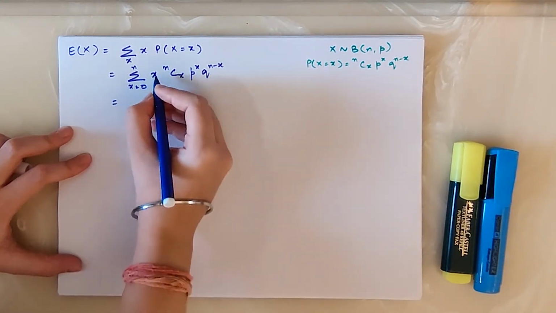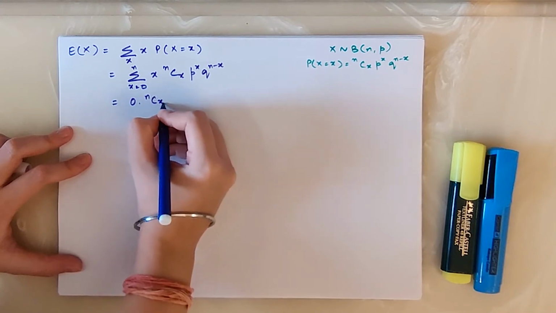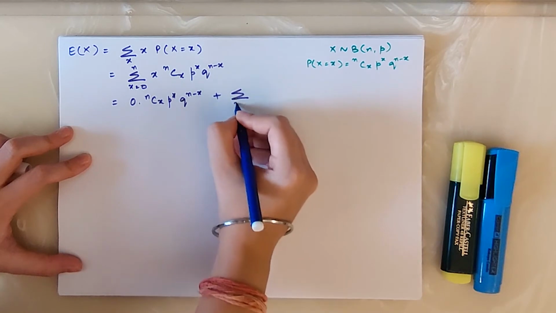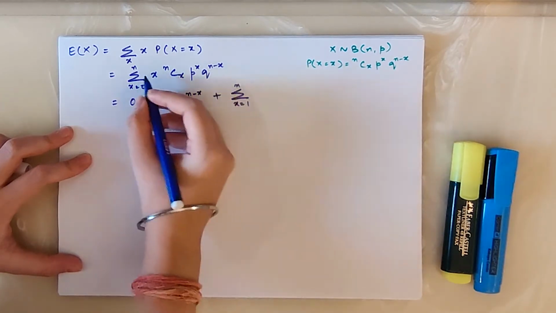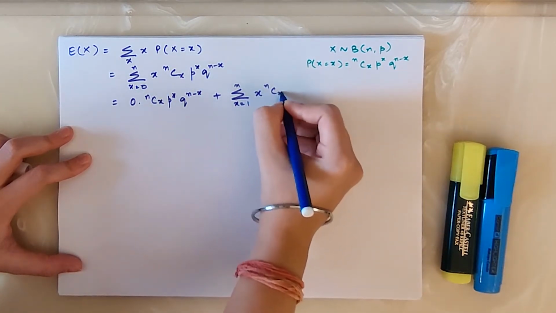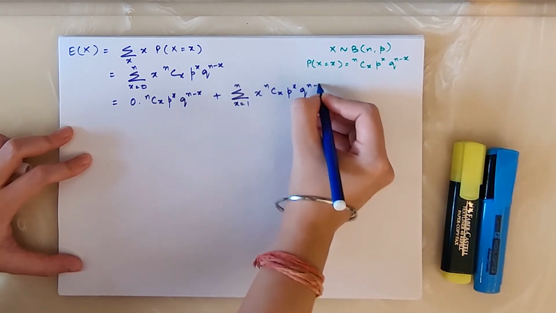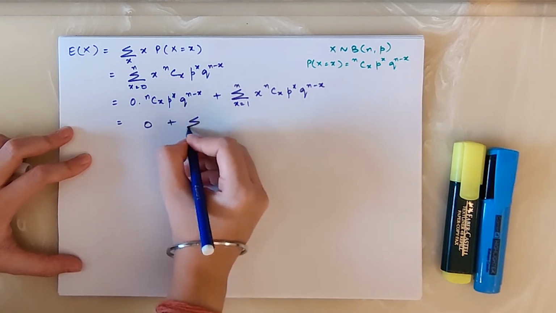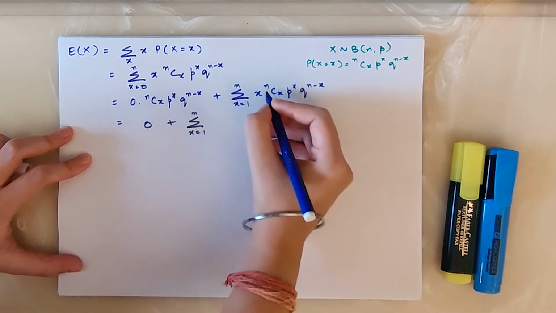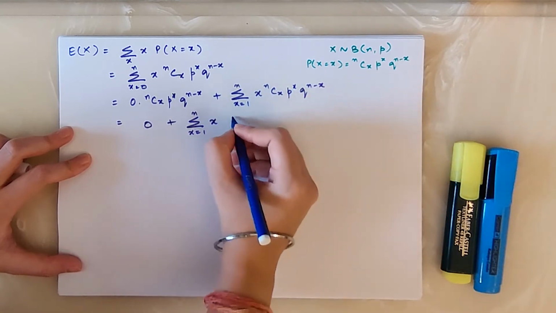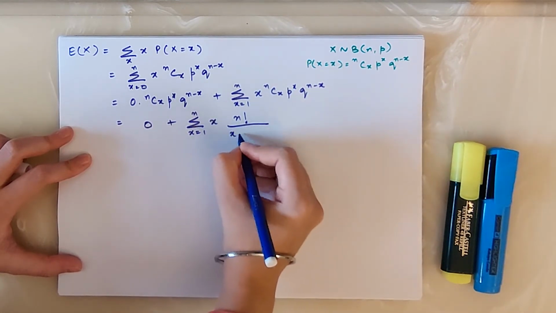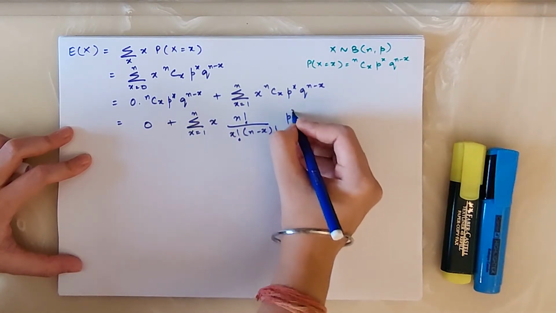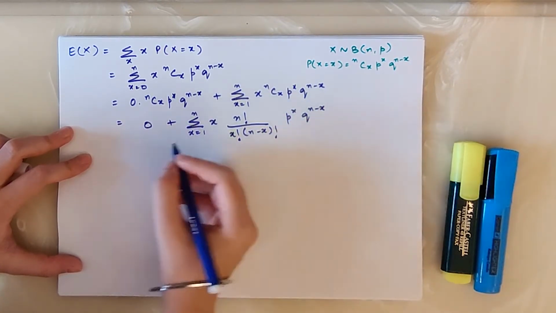Now this can be written as 0 into nCx p raised to the power x q raised to the power n minus x, plus summation x equals 1 till n, then into x nCx p raised to the power x q raised to the power n minus x. Now this is equal to 0 plus summation x equals 1 till n, then x, and then nCx can be written as n factorial upon x factorial into n minus x factorial, and then we have p raised to the power x q raised to the power n minus x.